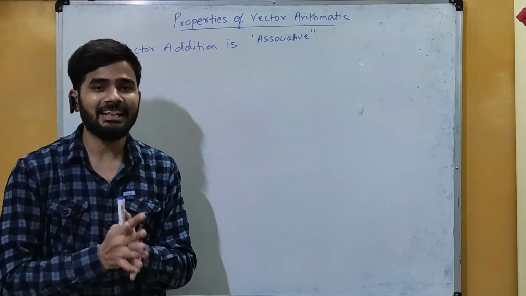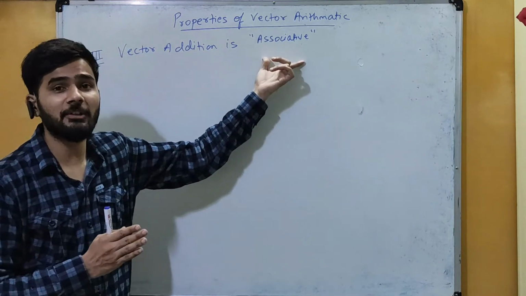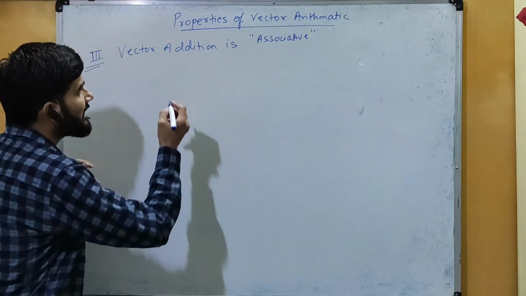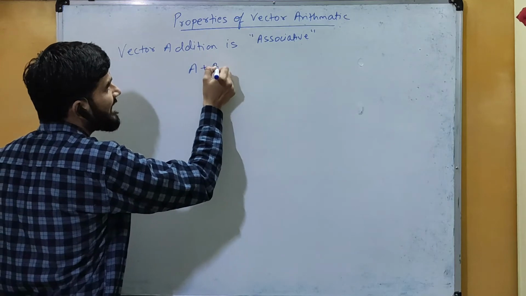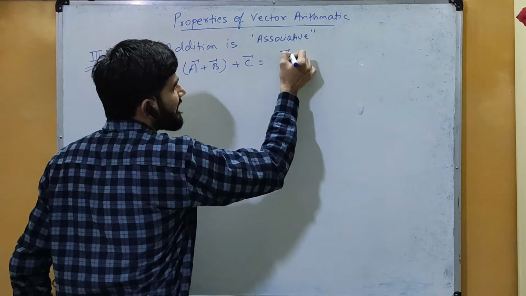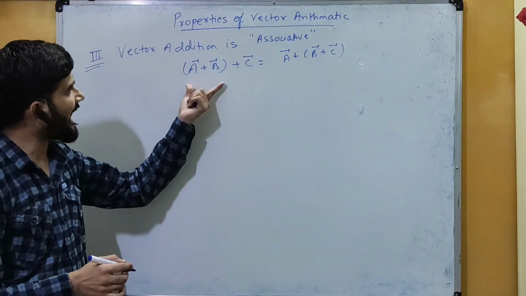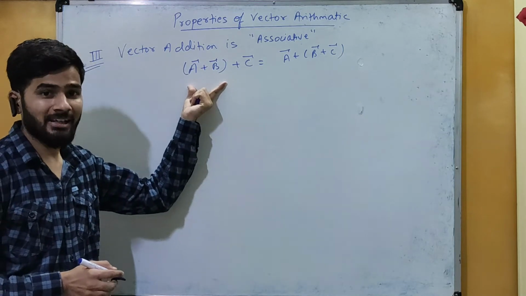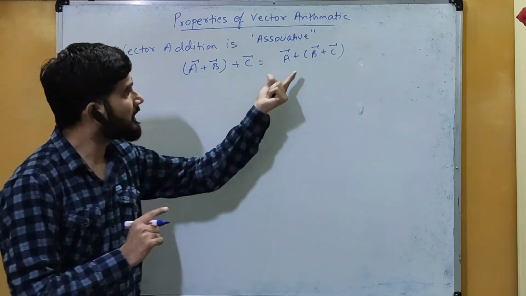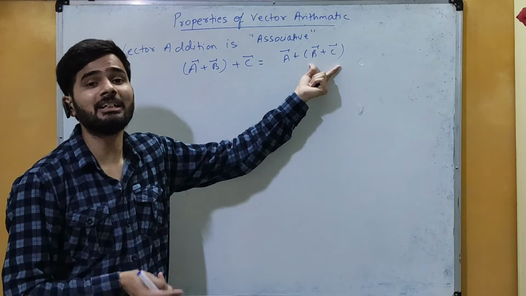So after looking at the second property, that is the commutative law, we have the third property, that is the associative law, or we can say that the vector addition is associative. Okay, mathematically this associative law represents that A plus B plus vector C is equals to vector A plus vector B plus C. Means when we are adding this vector A plus B together, and then whatever its resultant is, if we are adding with the vector C, then that is equals to the vector A and the separate addition of vector B plus vector C.